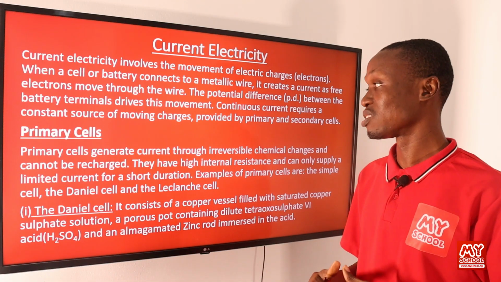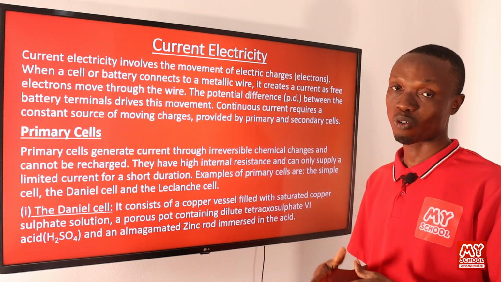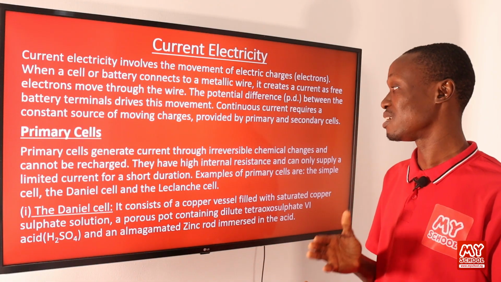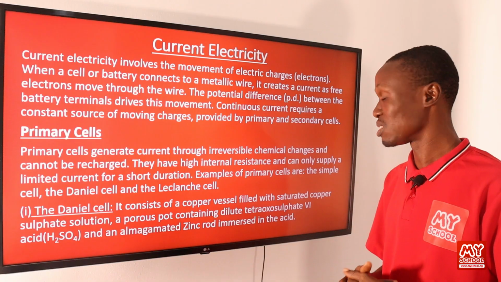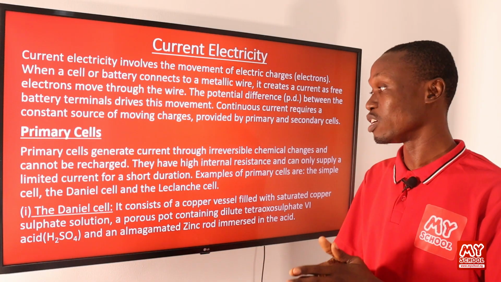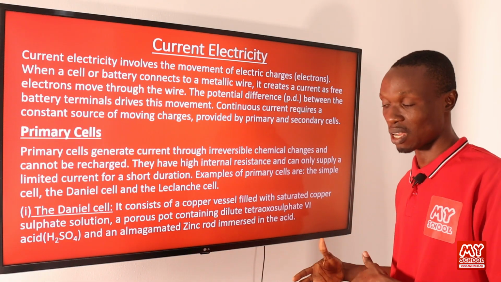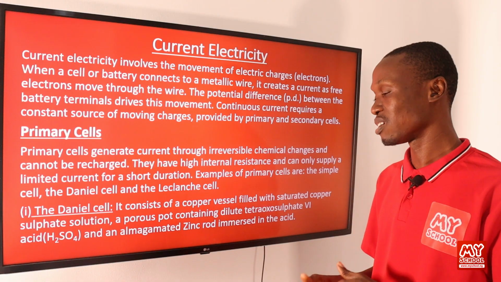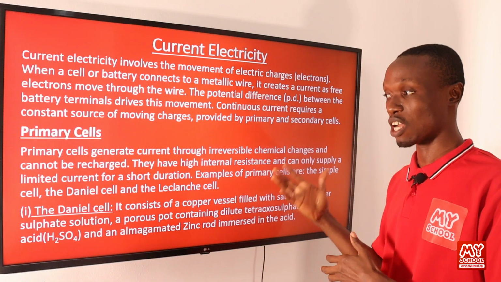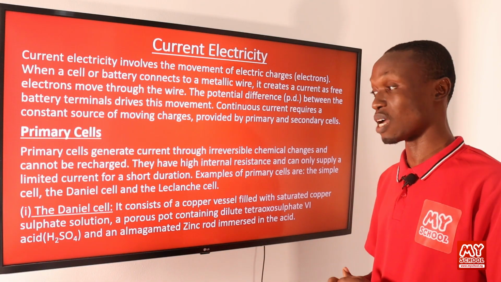Primary cells generate current through irreversible chemical changes and cannot be recharged. These primary cells have high internal resistance and can only supply a limited current for a short duration. Examples of primary cells are the simple cell, the Daniell cell, and the Leclanche cell. Each of these cells, we are going to explain one after the other, with their diagram. So let's begin with the Daniell cell.